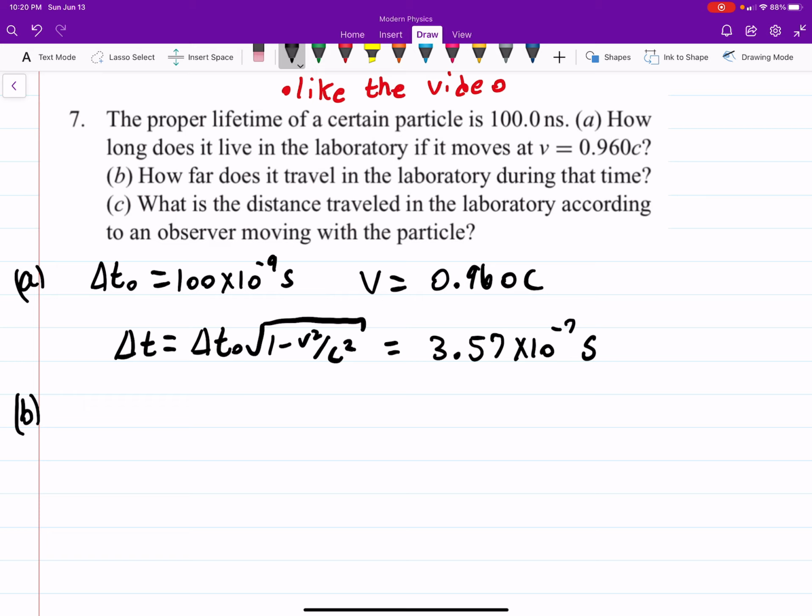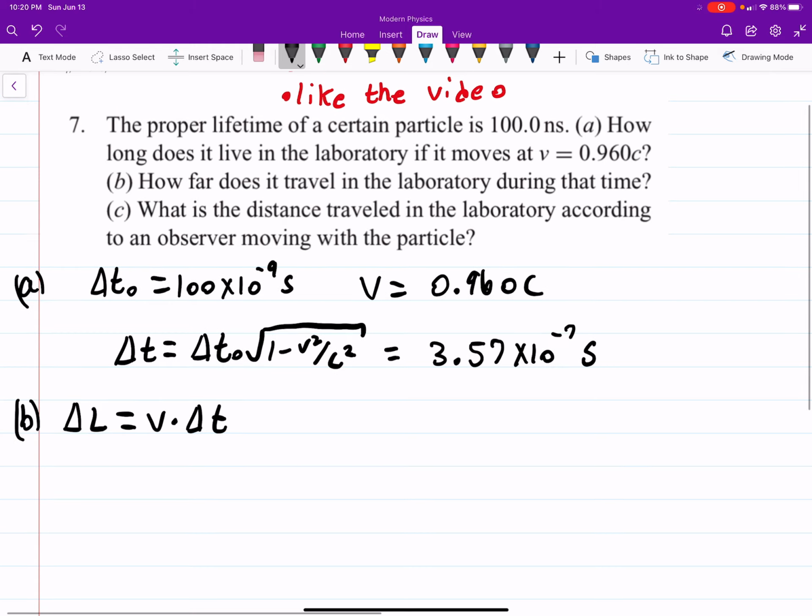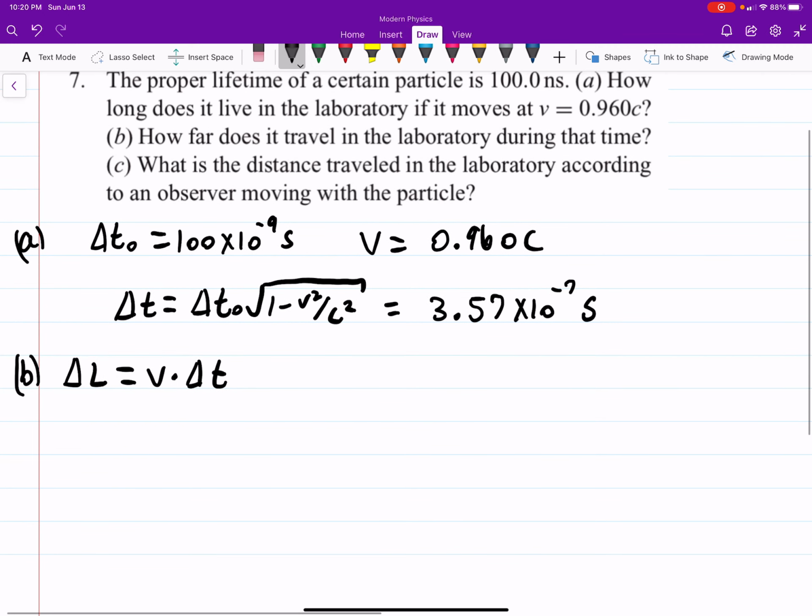So for example, for part B, we want to know how far in the laboratory does it move. So if you're observing this from, I guess you could say, the outside looking in, we could say delta L, the distance, is equal to rate times delta T. Now, why are we using this and not the proper length and proper time? The proper time would be if you're moving with the particle. So for part C, we would actually use our proper length and our proper time.